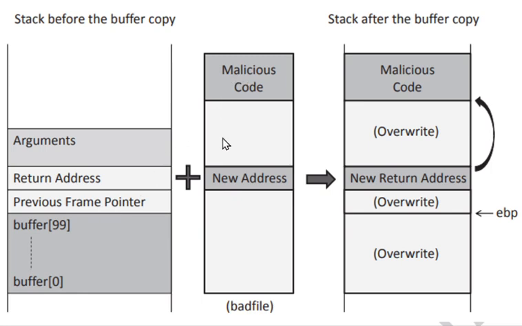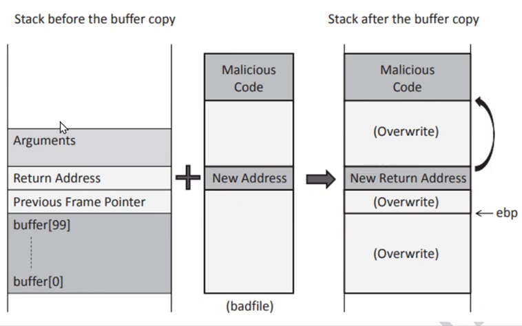So if you look at the second table, malicious payload, bad file, means the attacker provides an input, bad file, that includes malicious code, arbitrary shell code or exploit code. This contains a new address because he wants to steal the data to his own address. Stack after the buffer copy.